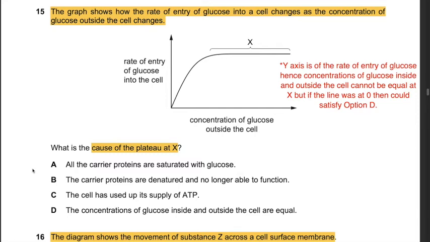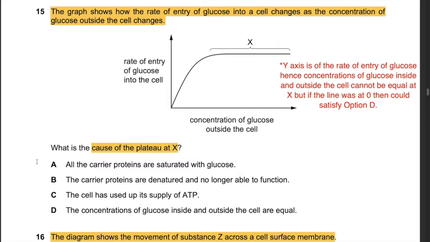Now, y-axis is of the rate of entry of glucose, hence concentrations of glucose inside and outside the cell cannot be equal at X. But if the line was at 0, then it could satisfy option D. Therefore, the answer D is incorrect. C. The cell has used up its supply of ATP. No, that doesn't cause the plateau at X, as the rate of entry of glucose into a cell doesn't use ATP. B. The carrier proteins are denatured and no longer able to function. There cannot be any denaturation taking place, as there are no change in conditions such as pH or temperature.